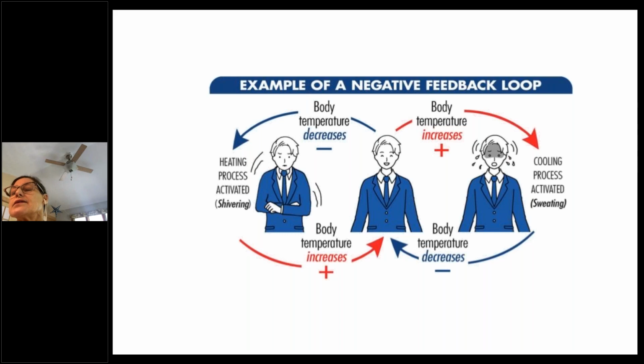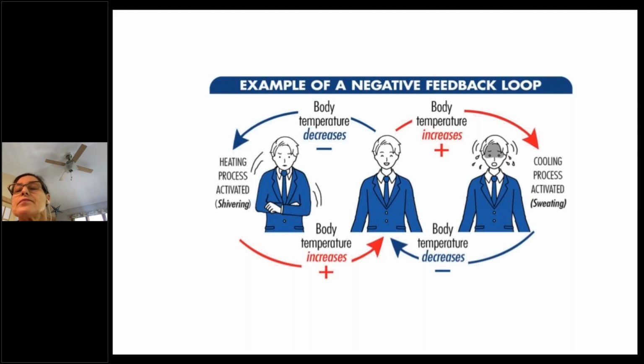The body activates the cooling process, which is sweating. And when you sweat, there's evaporation, and then the body cools, body temperature decreases. You see that arrow, the blue arrow on the bottom, and then your temperature is back to normal.